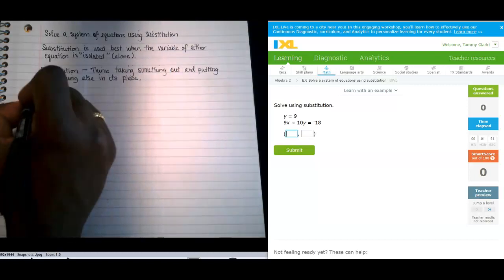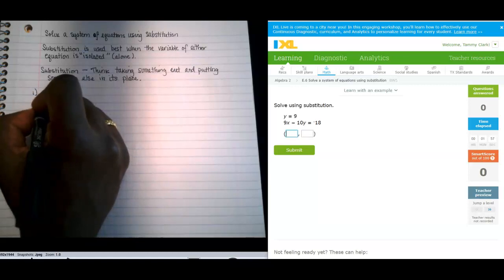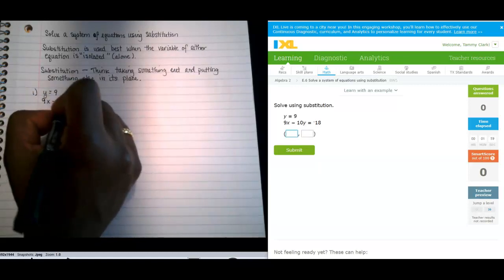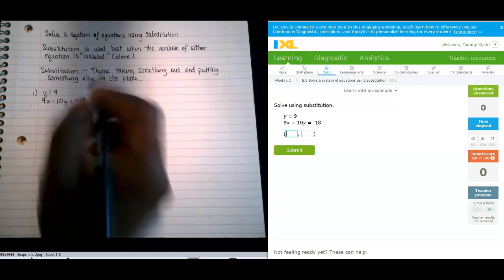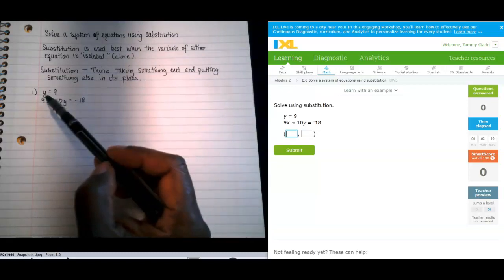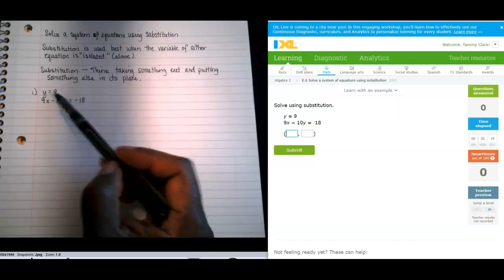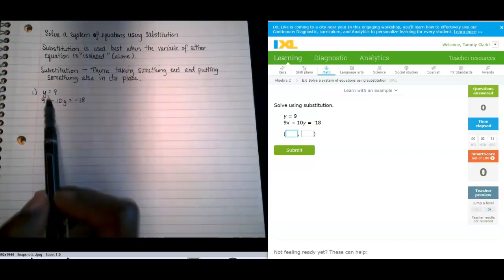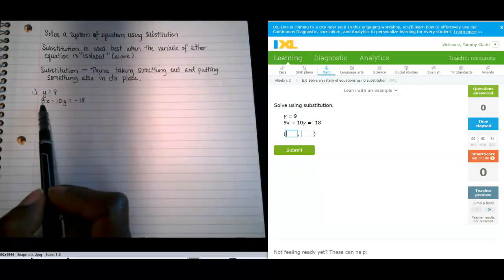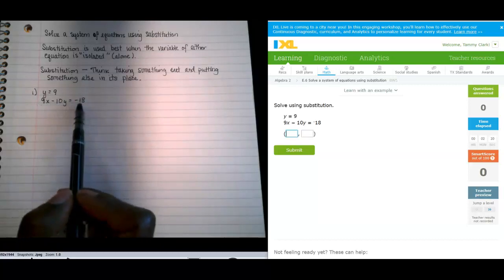Here we have y is equal to 9, and then we have our secondary equation, 9x minus 10y is equal to negative 18. Well, this first equation is already solved with one variable isolated, and I'm telling you what the value of that variable is. It is 9. So I'm going to use this line to find out what this line has as either an output or an input.